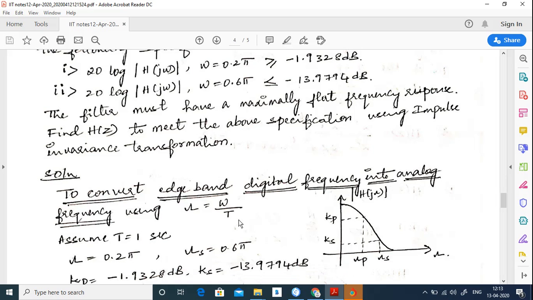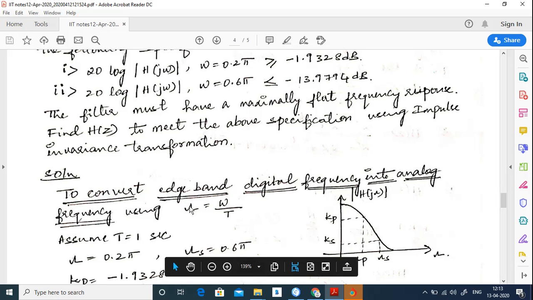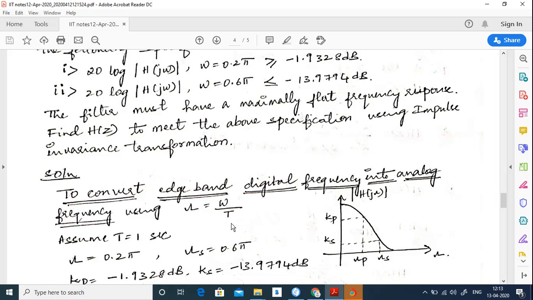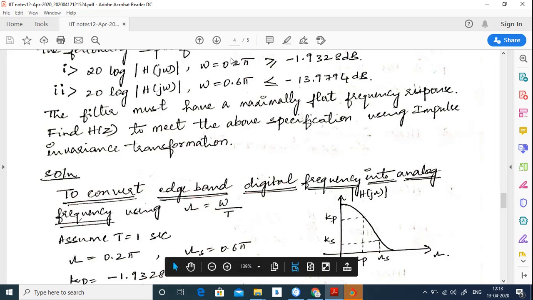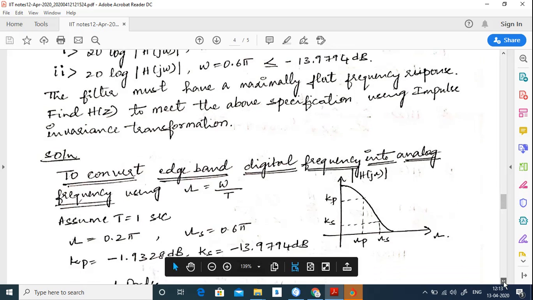Make sure that you first read whether the frequencies that have been given are analog or digital. We need frequencies in analog quantity, so that can be obtained with the help of this: analog omega is equal to digital omega by t. If t is not given, assume it as 1 second. At that time only you will get the same values. Otherwise, analog omega p and analog omega s values are totally different.